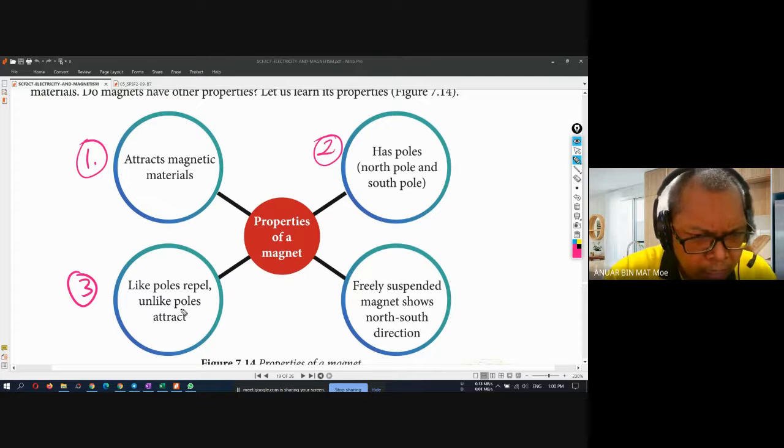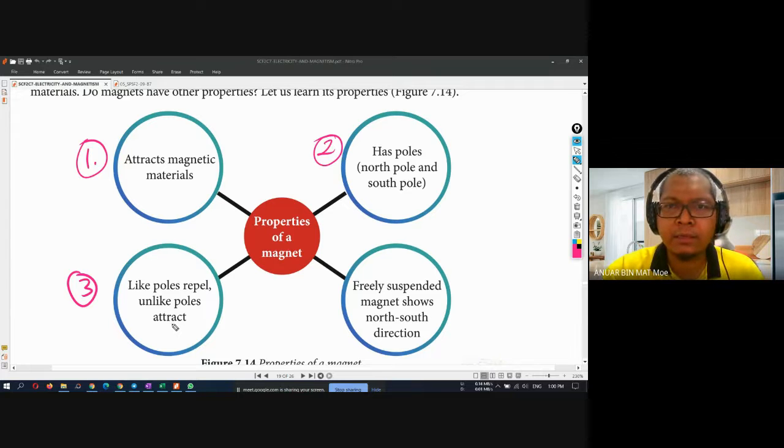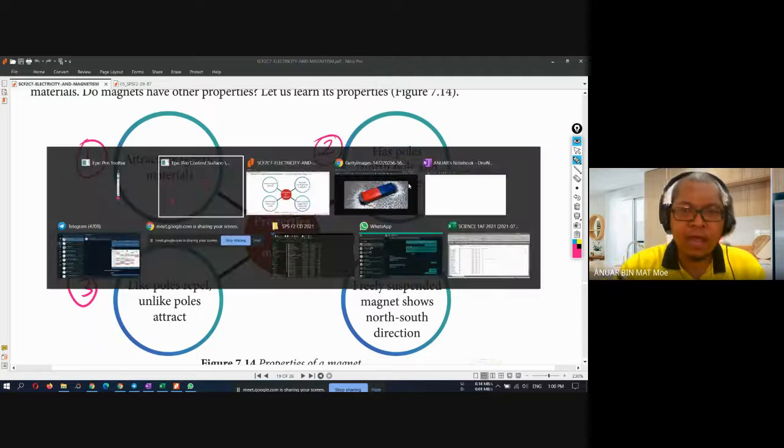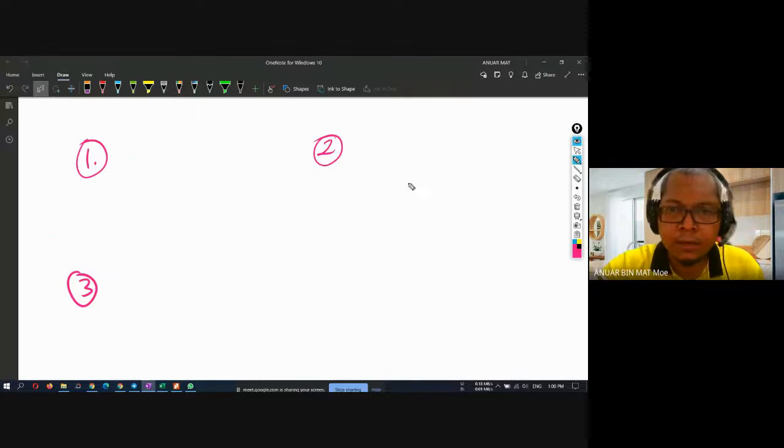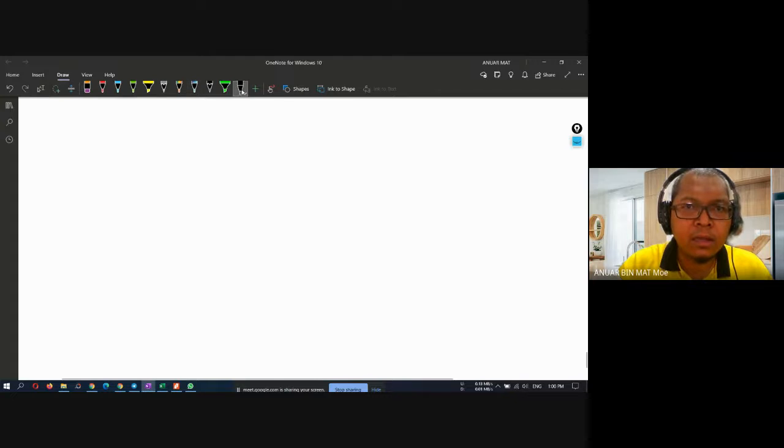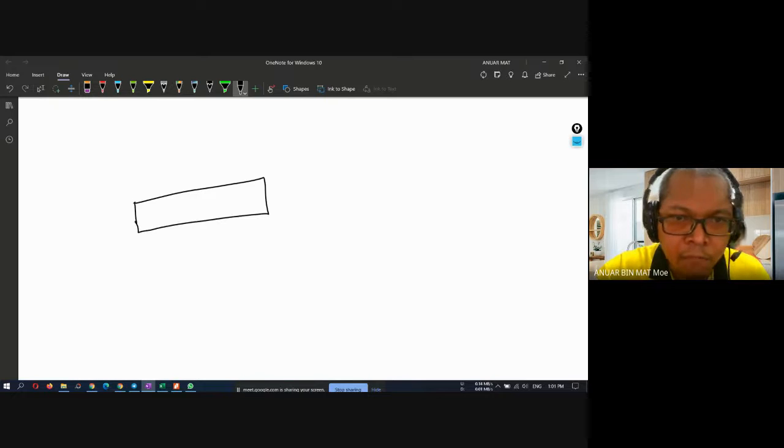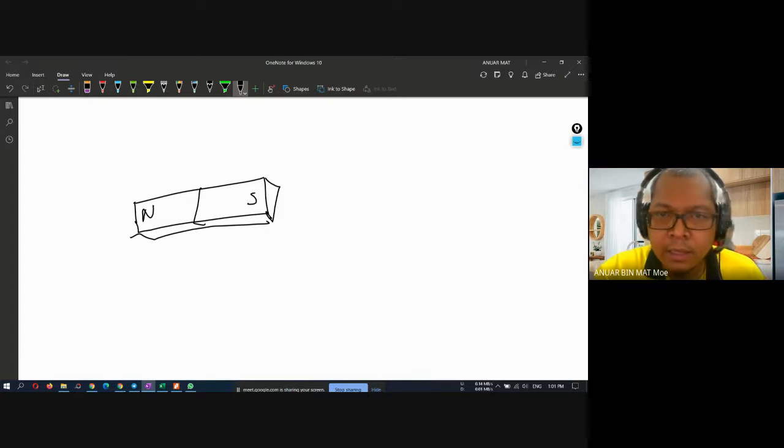A different polarity will attract. For example, you have a magnet here. If I draw a piece of magnet here, one end is north and one is south, and then this is another magnet here. One is north and one is south.